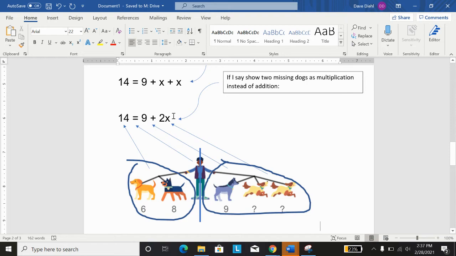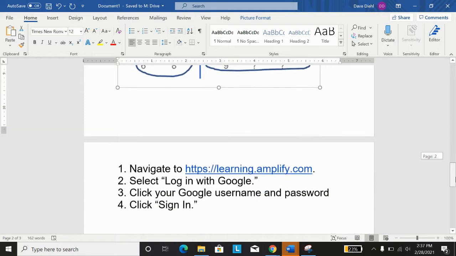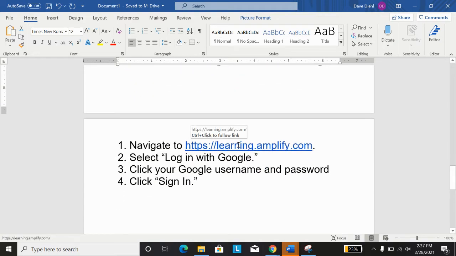So now we have an equation that we can use to start to understand these balance problems in maybe a different way. So what I want you to do right now is go to this website. There'll be a link right here. And I want you to click log in with Google. Once you get there, choose your Google name and password, your CJ1, and click sign in.